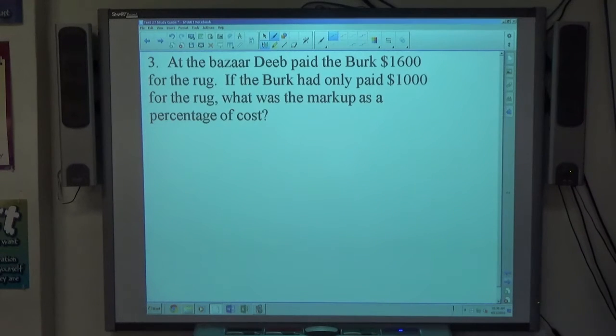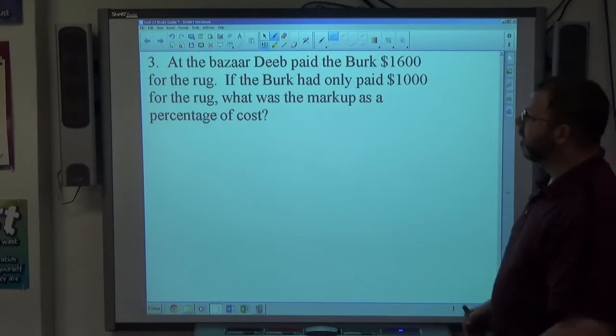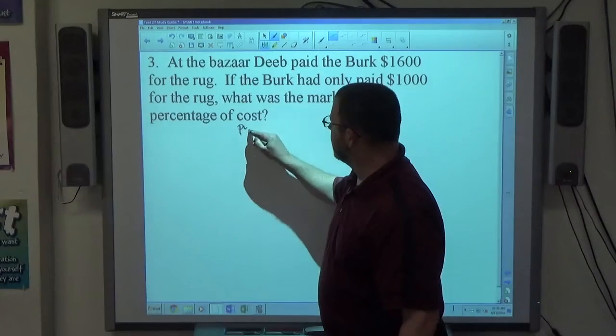Number 3, at the bazaar, Deeb paid the Burke $1,600 for the rug. The Burke had only paid $1,000 for the rug. What was the markup as a percentage of cost? Cost is purchase price.